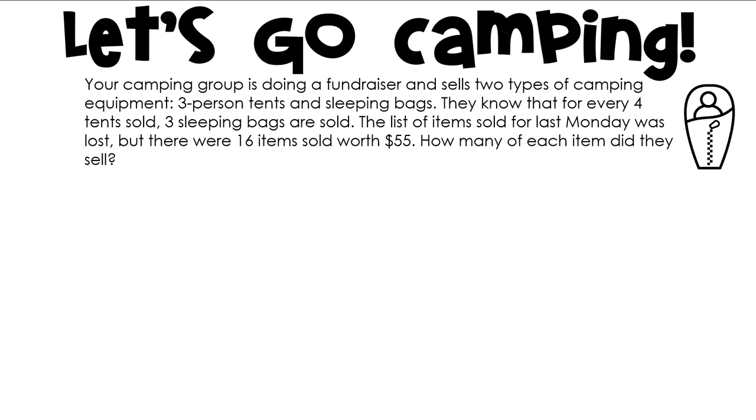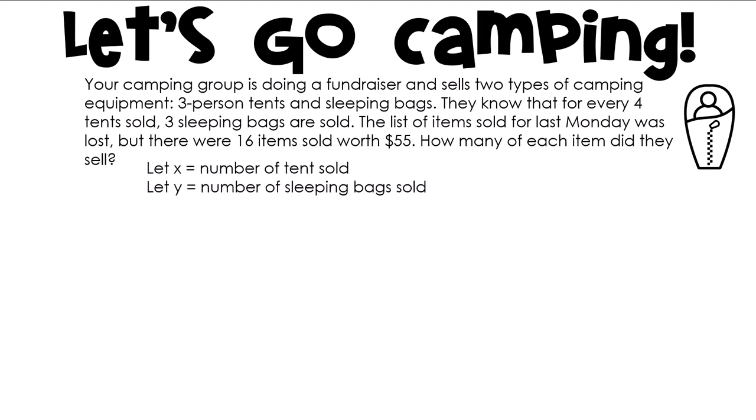Let's make a system of equations for this one. We're going to let X equal the number of tents sold, and Y the number of sleeping bags sold. We know that there were 16 items sold. Let's make our first equation. Since we know that there were 16 items sold, I could say the number of tents sold plus the number of bags sold is 16, or X plus Y equals 16.